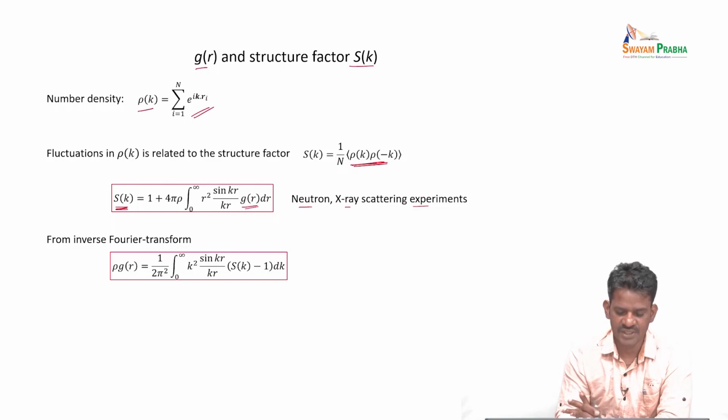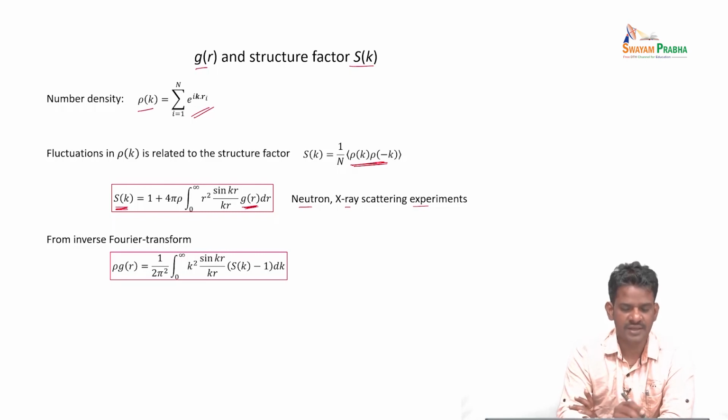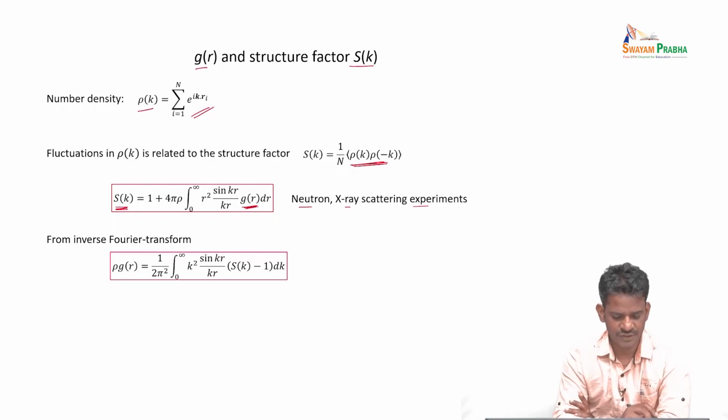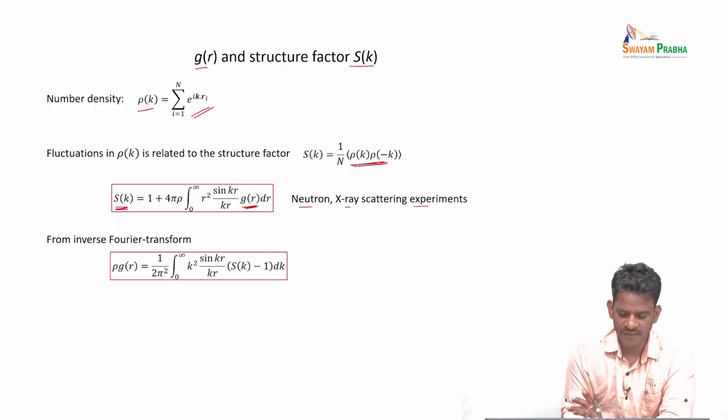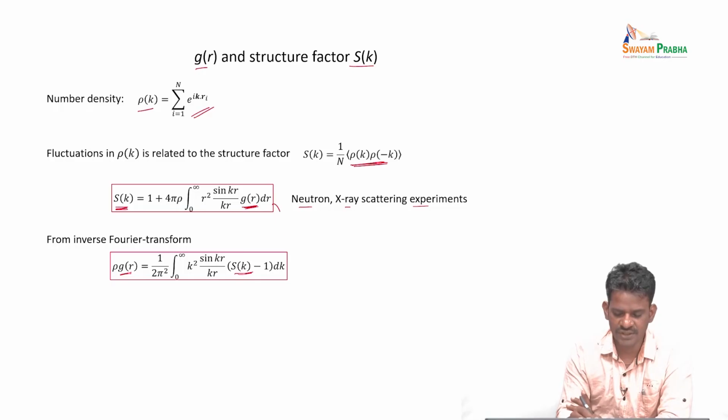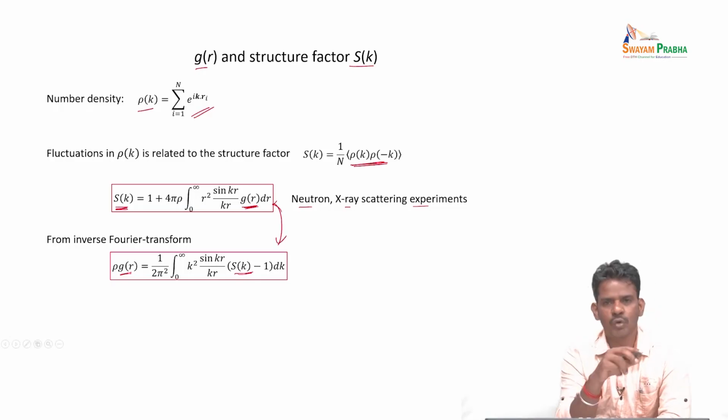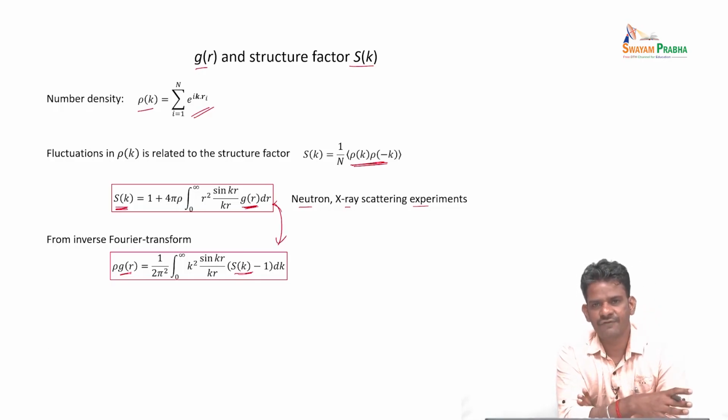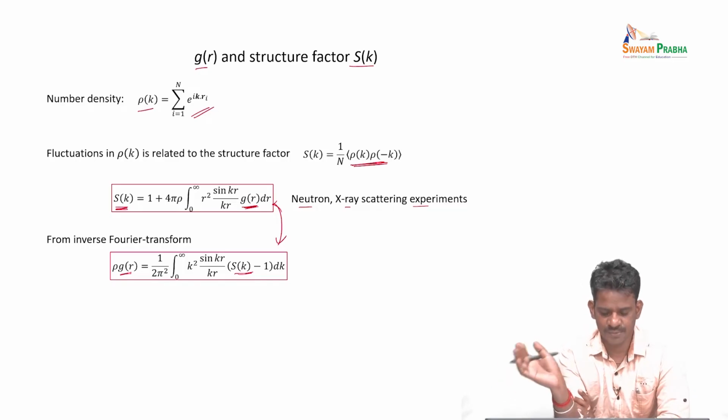So this basically tells you that if I know g(r), I can get S(k), or if you do an inverse Fourier transform, you can also say if I know S(k), I can find g(r). So through these two equations we can actually hope to calculate g(r) from our simulations and then compare with S(k) measured from experiments.